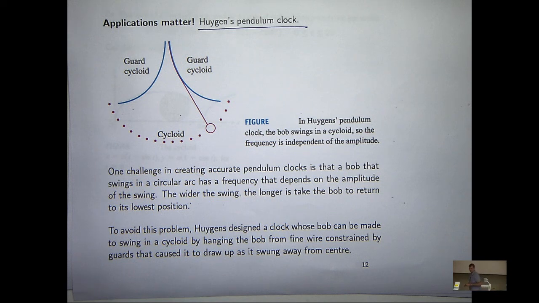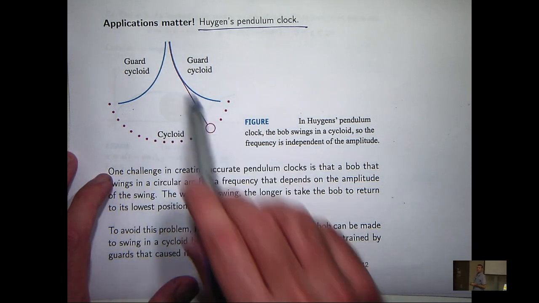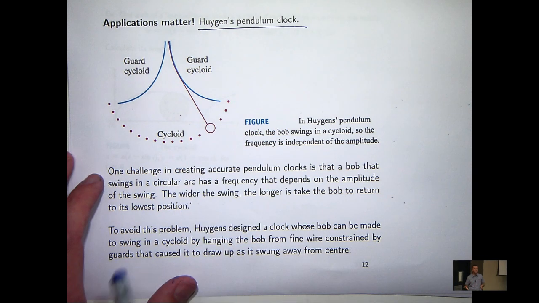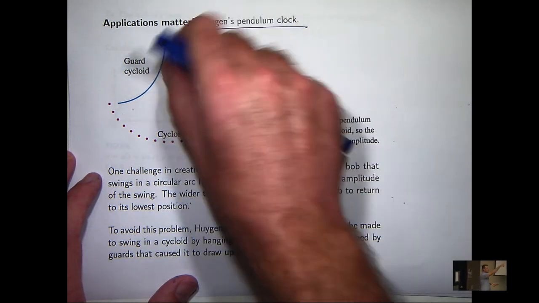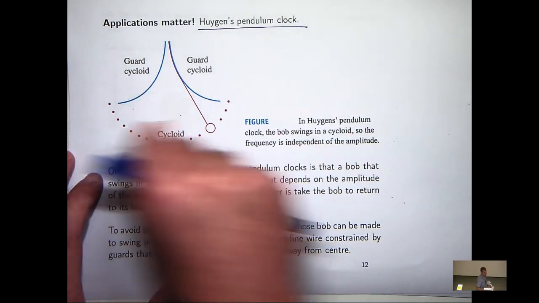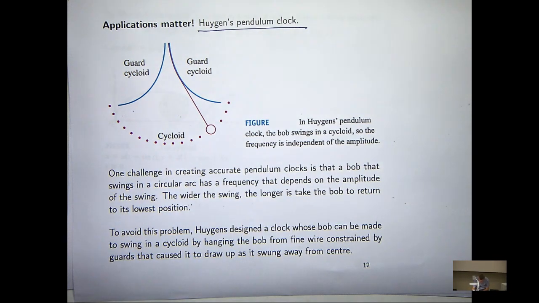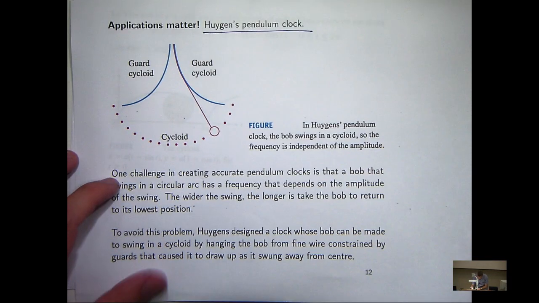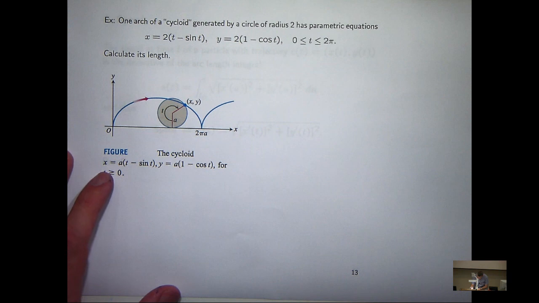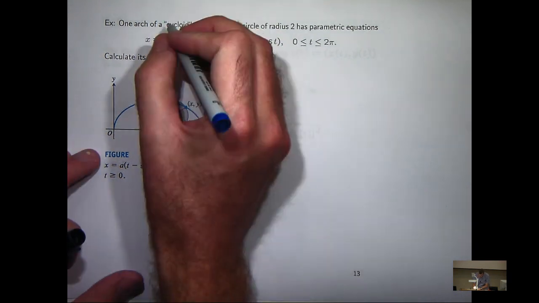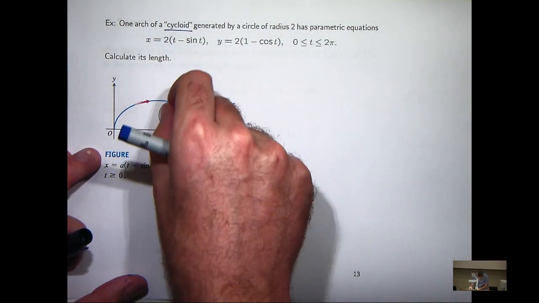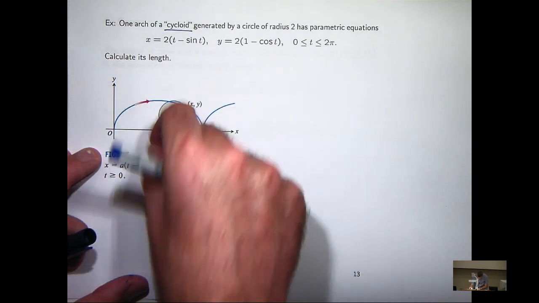So what Huygens did was, imagine this is a thin piece of wire. He put these guards in, so what would happen is when the bob swings, it would get caught up and move away from the circular motion. Now the curve, like I said before, is known as a cycloid. So for the clock, you just have the cycloid round the other side of the axis.